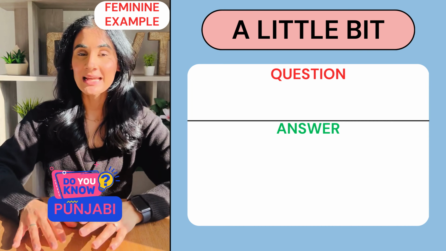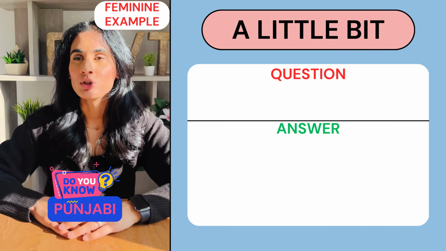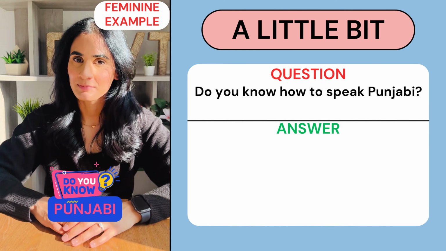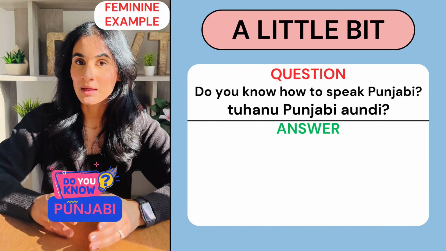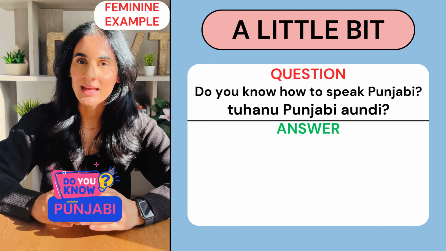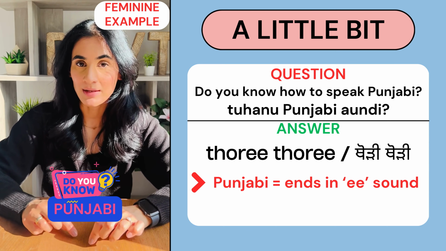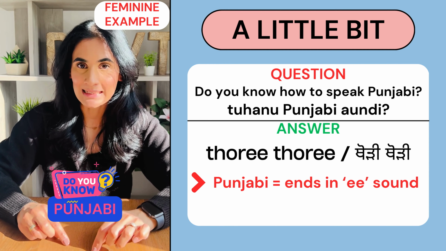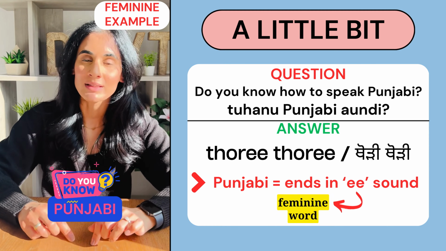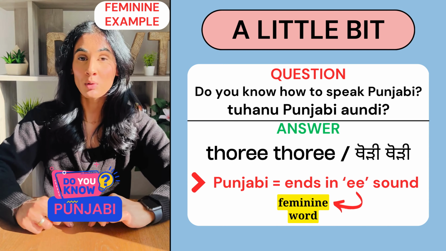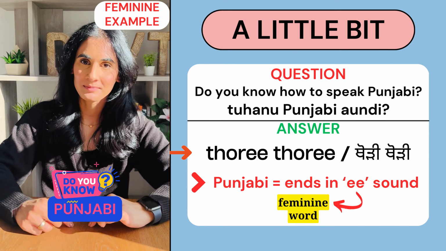On the other hand, if somebody asked you, do you know how to speak Punjabi? Tonu Punjabi aundi? You would say thodi thodi. Because Punjabi is a feminine word. Punjabi, it ends in I. So it's a feminine word, which means you would respond with thodi thodi.